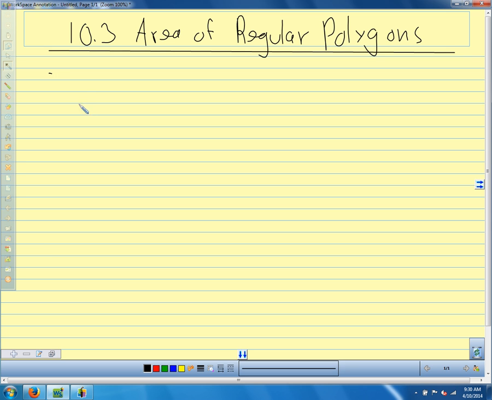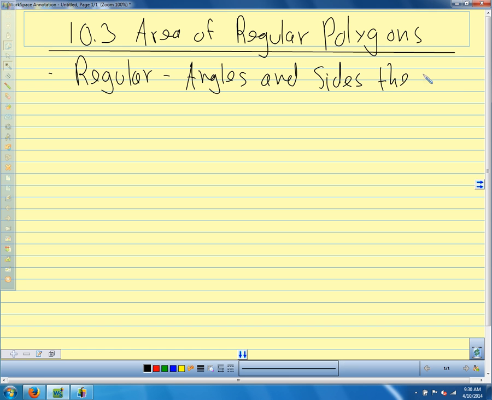What do we mean when we talk about what regular means? What is that telling us about the polygon? The angles and the sides are the same. Same angle measures and same side lengths. So what we're talking about in this section and really in this unit, we're talking about regular polygons. If it's irregular, then they're a lot more complicated.